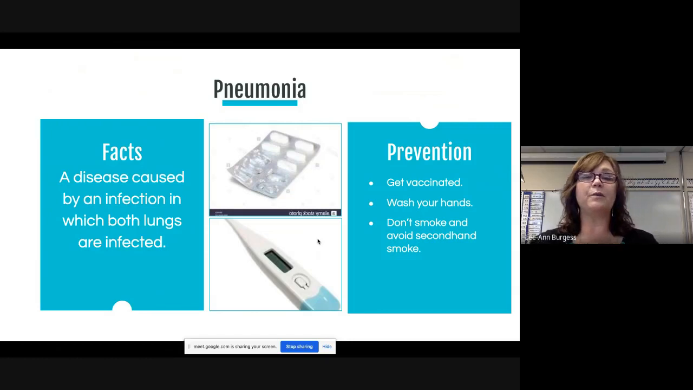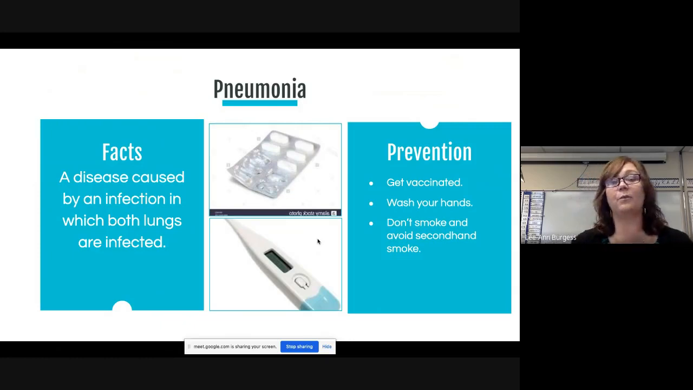So one of the ways you can prevent pneumonia is they have a pneumonia vaccination. That's a fancy word for shot. So you can get your pneumonia vaccination when you're old enough. You can also wash your hands, and then also don't smoke and avoid secondhand smoke. So that's one way to prevent pneumonia, or some ways you can help prevent pneumonia.